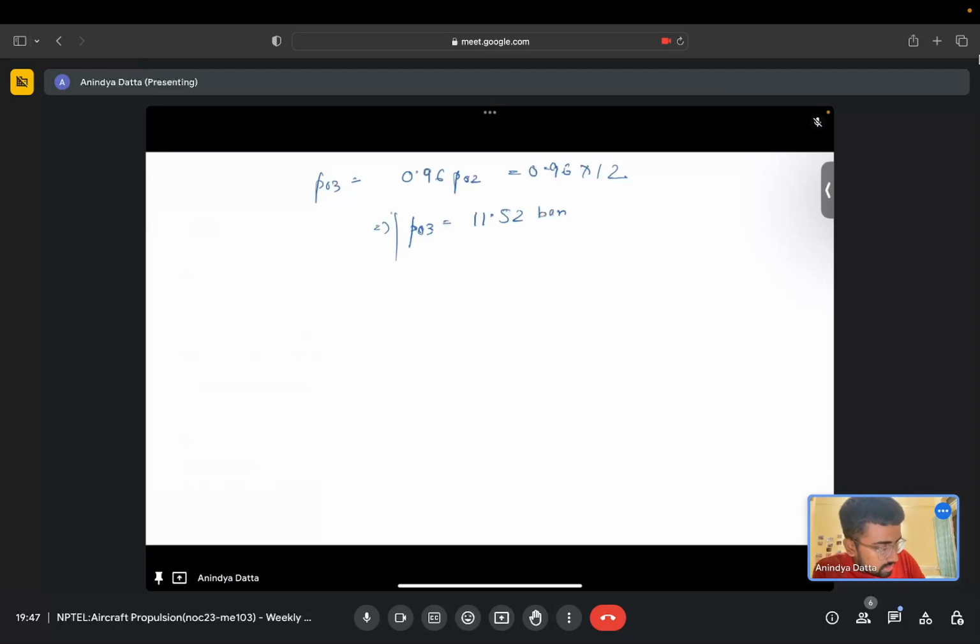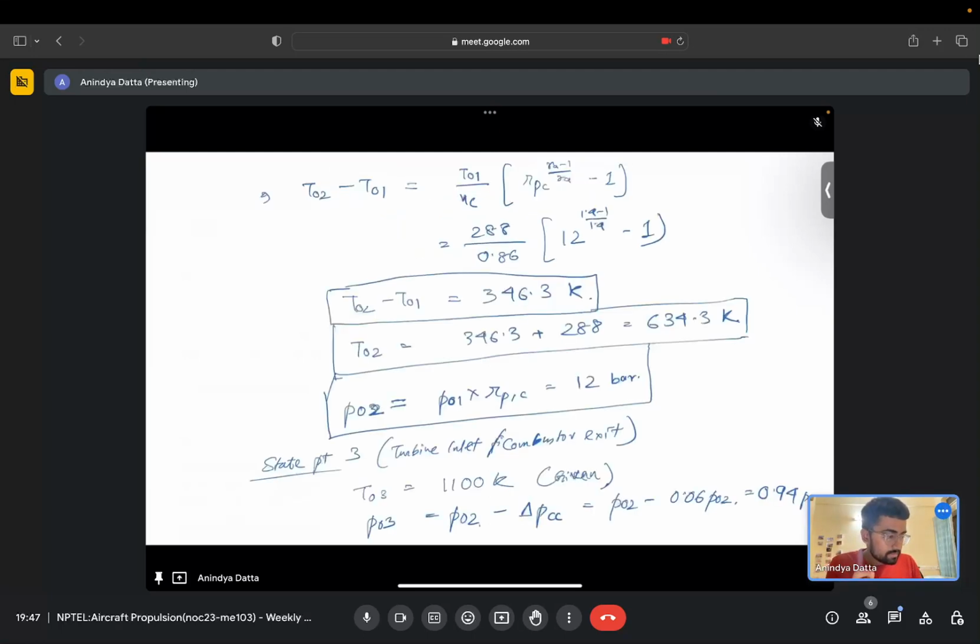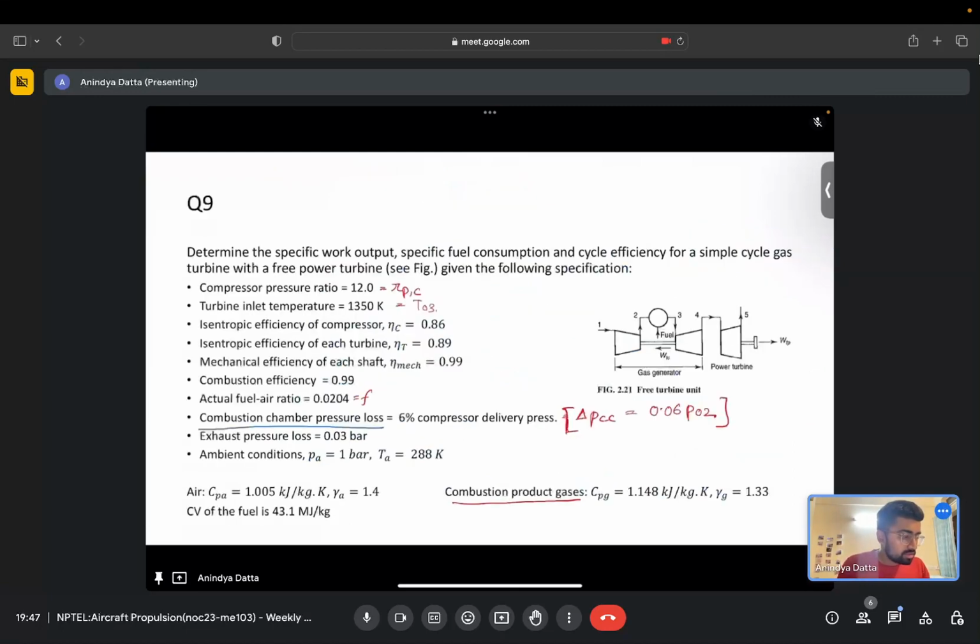Okay, so let me again go back to the schematic. Now we know the temperature and pressure at state point 1, at state point 2, at state point 3, and next is the temperature and pressure at state point 4.